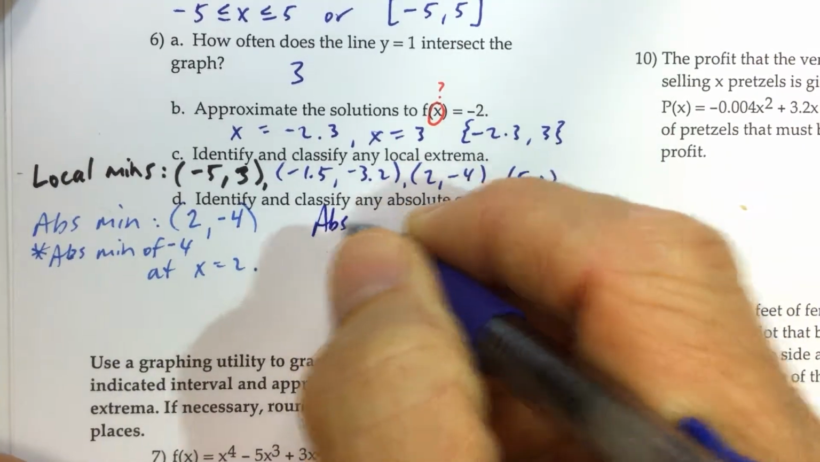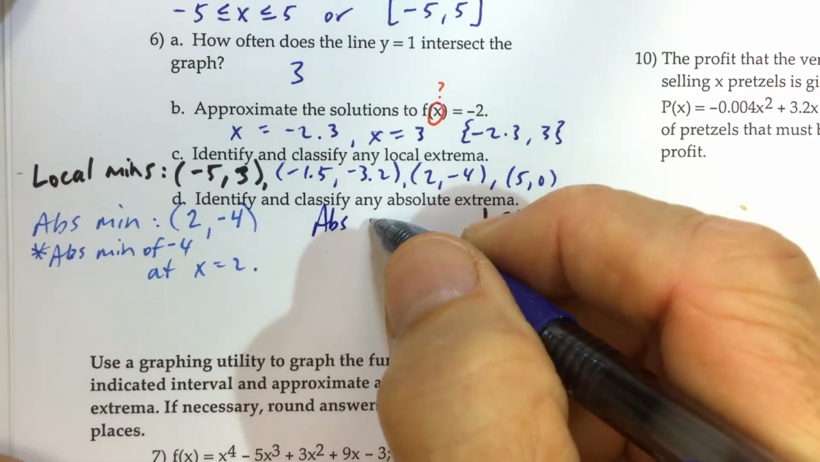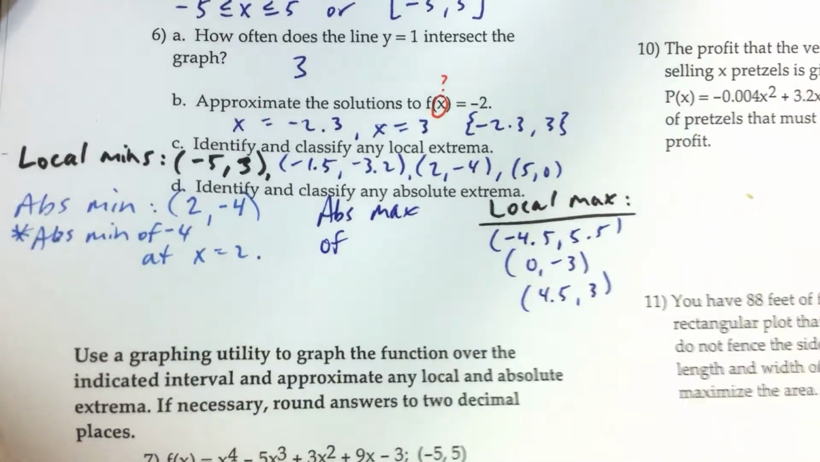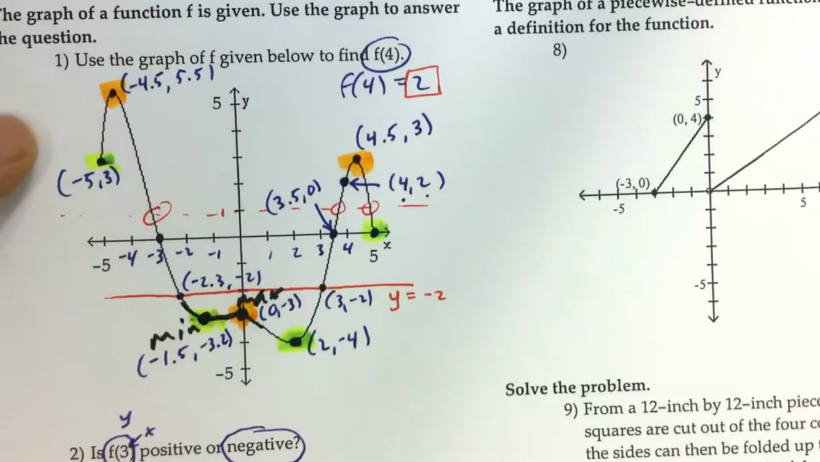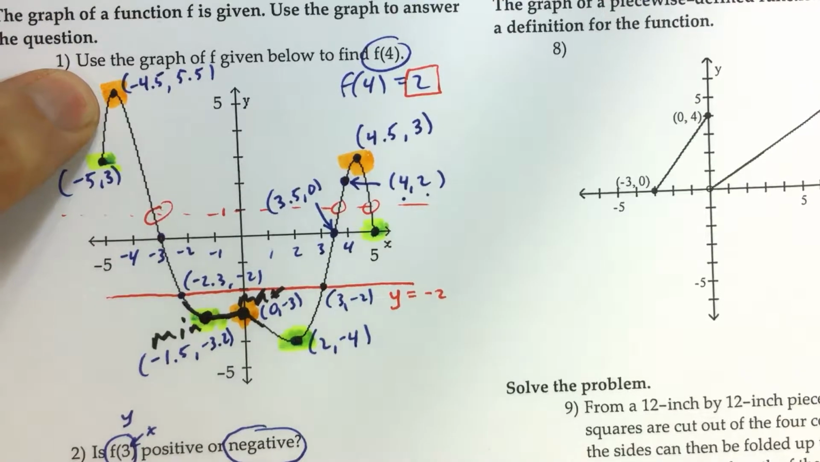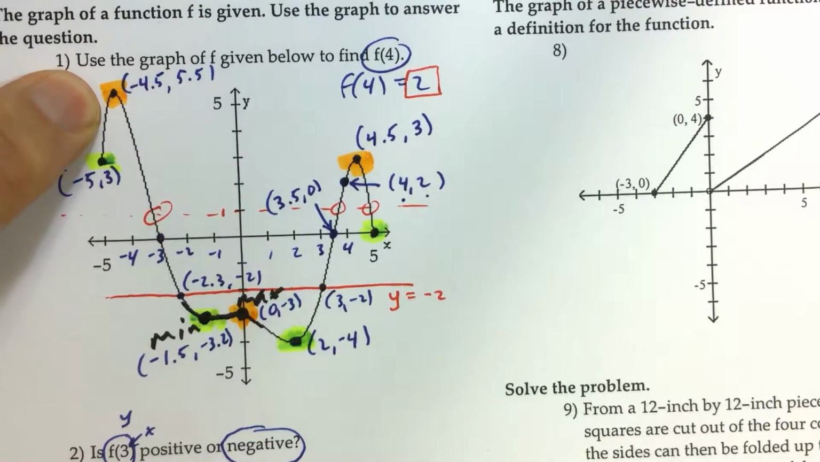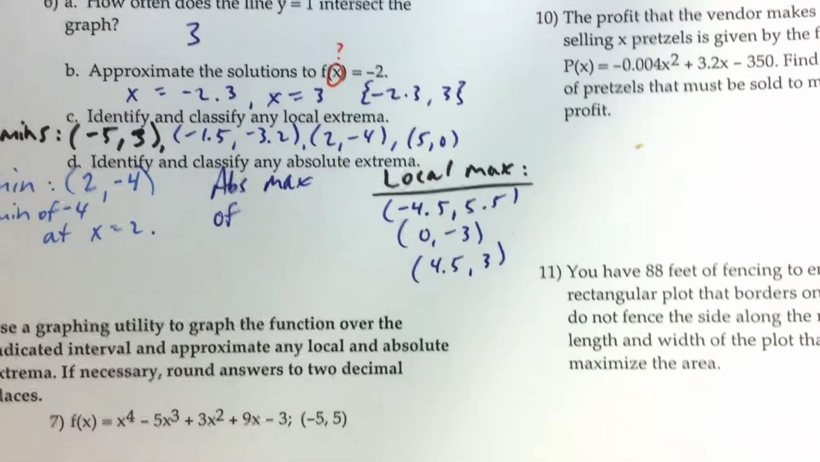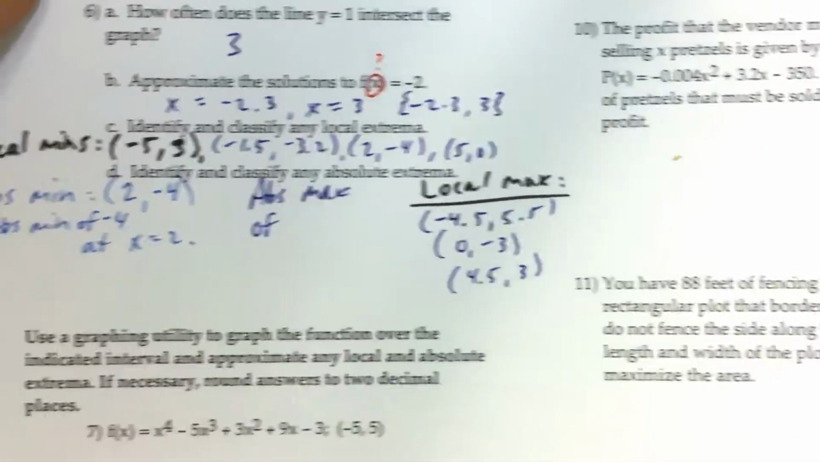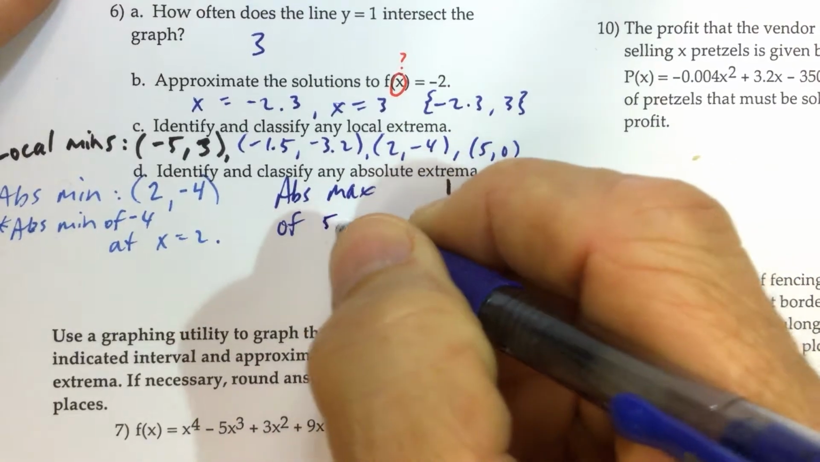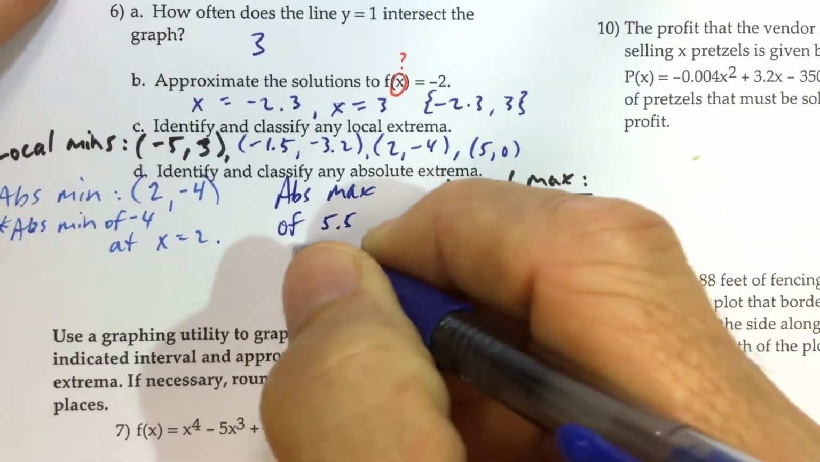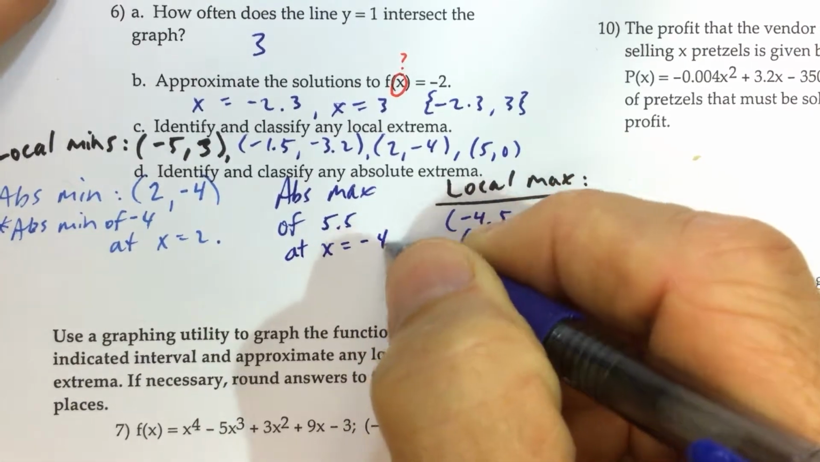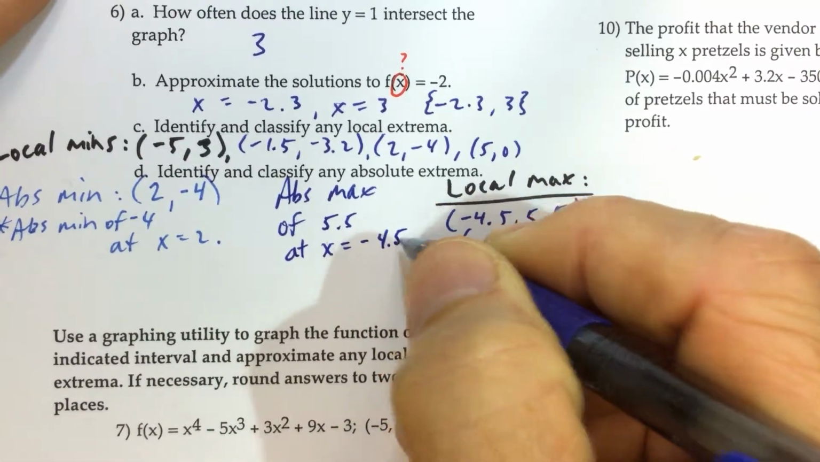So we're going to identify our absolute max, and that's the absolute highest point on the graph, and that's that one right there. There are no other higher values than the one that's right there in orange at negative 4.5, 5.5. So we have an absolute maximum value of 5.5 at the x value of negative 4.5. And that is it.